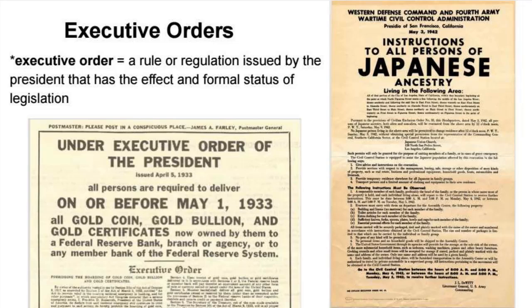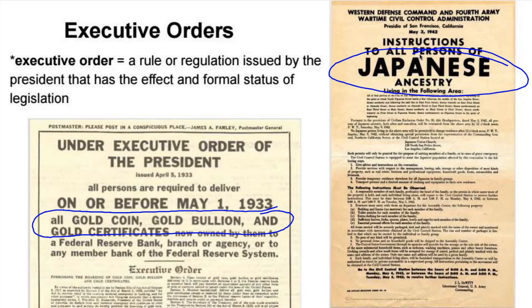Now, executive orders. A couple of the most famous were actually issued by President Roosevelt during the Great Depression and World War II. So this one required you to turn in all of your gold and gold certificates and gold coin to the Federal Reserve. And this one here is his executive order creating Japanese internment camps during World War II.